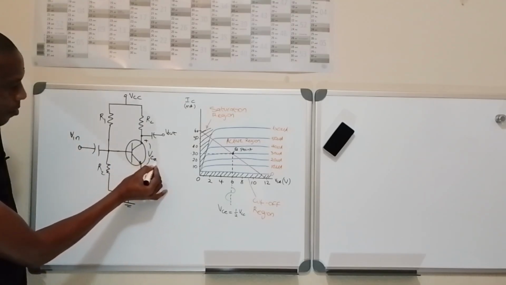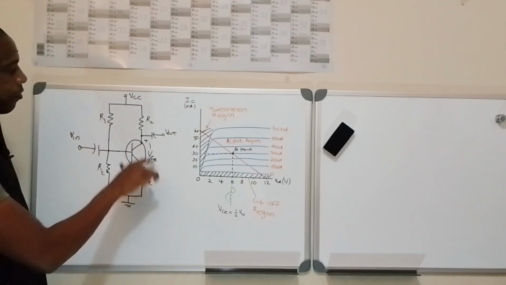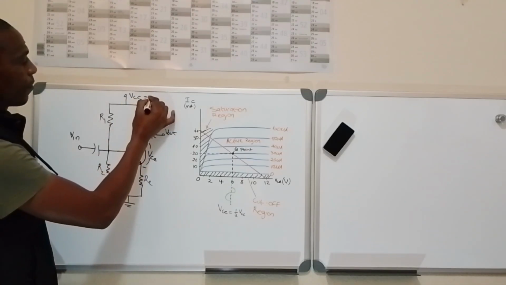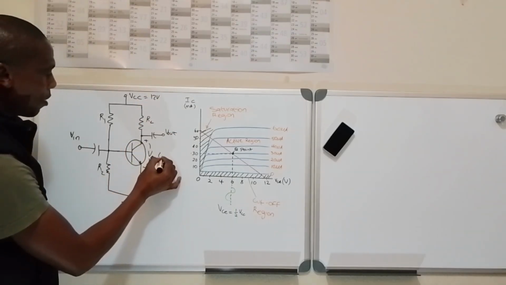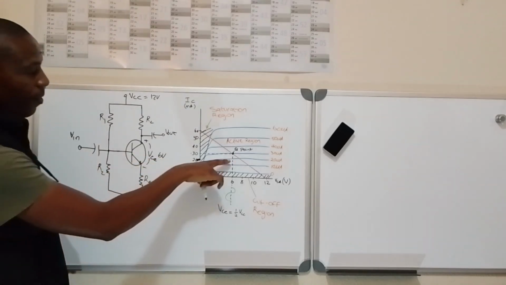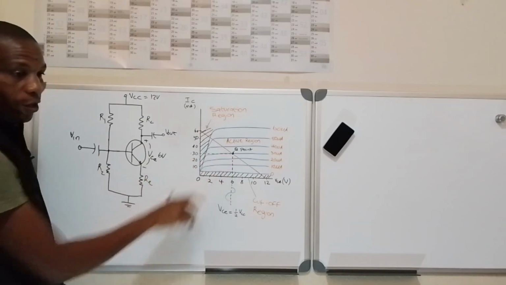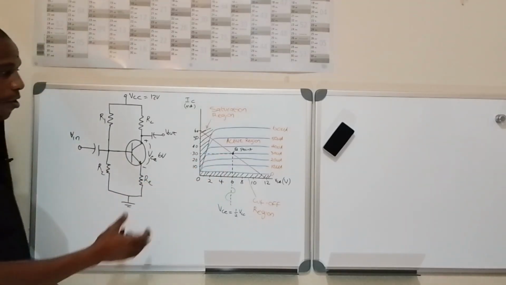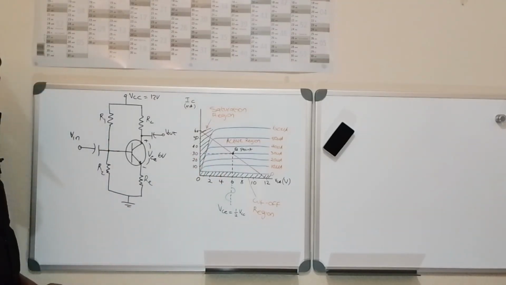The collector-emitter voltage must at least be equal to half of the supply voltage. Let's say here is 12 volt. Here we must have at least 6 volt, for this transistor to operate at this point, which is the Q point. At the Q point, that's where the transistor is stable.